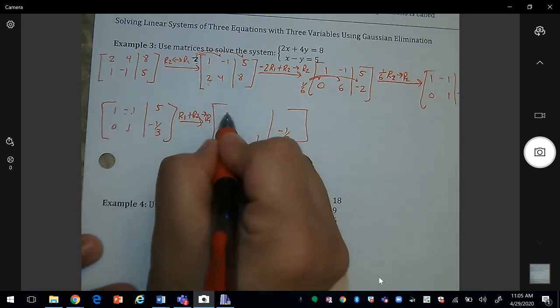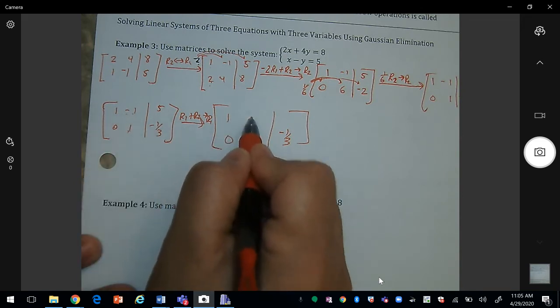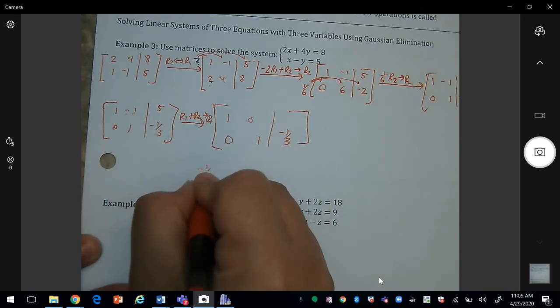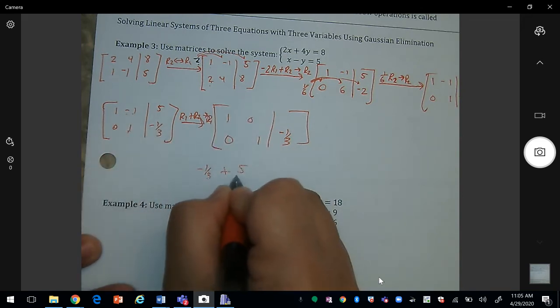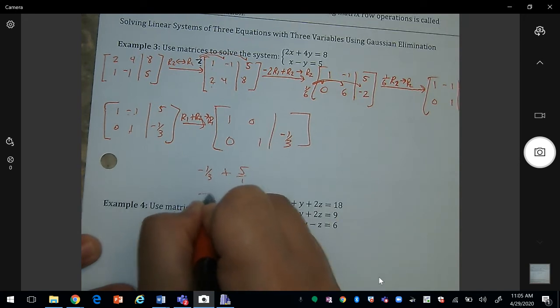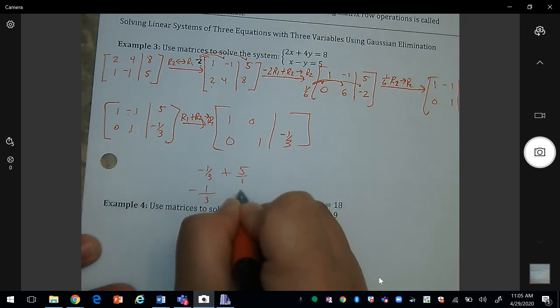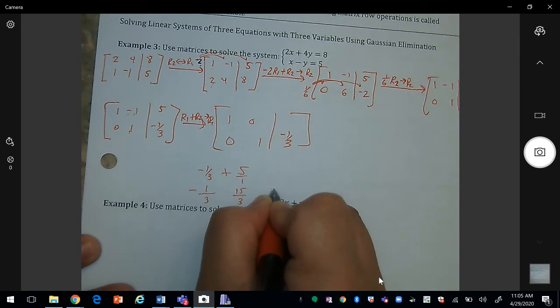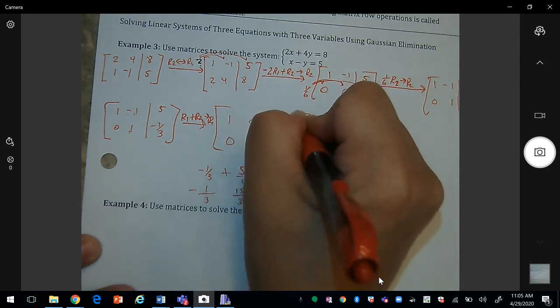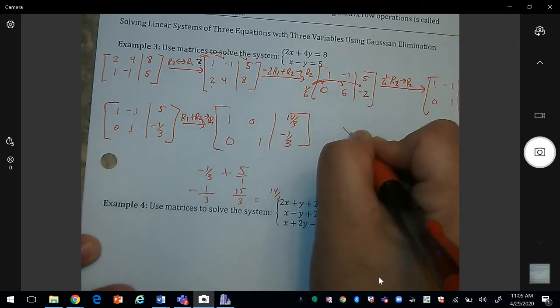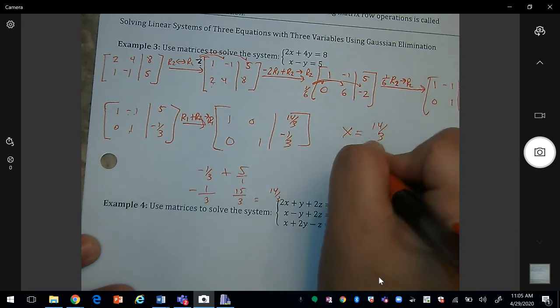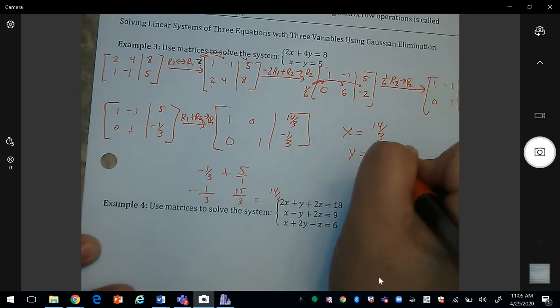0 plus 1 is 1, 1 plus -1 is 0, and -1/3 plus 5. We need a common denominator of 3, so that's going to be 14/3. So my answer here is x is 14/3 and y is -1/3.